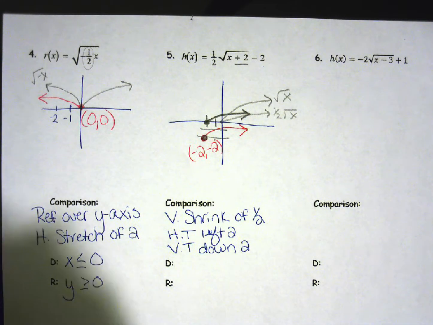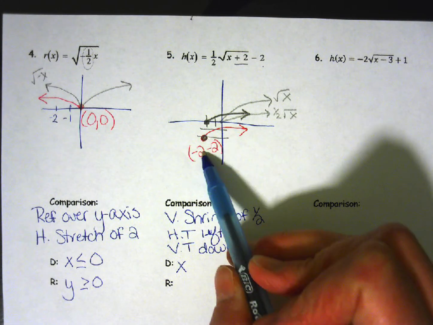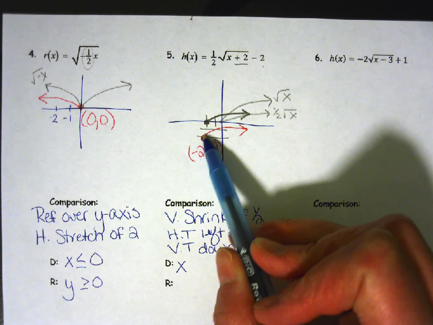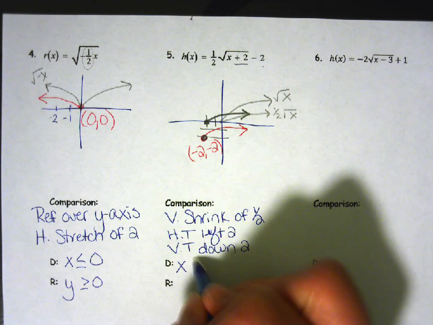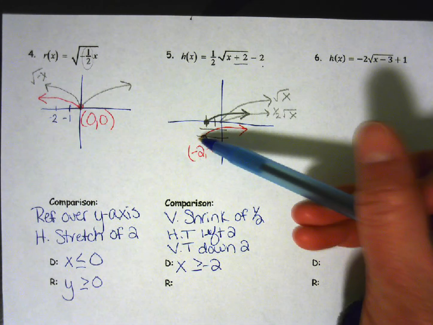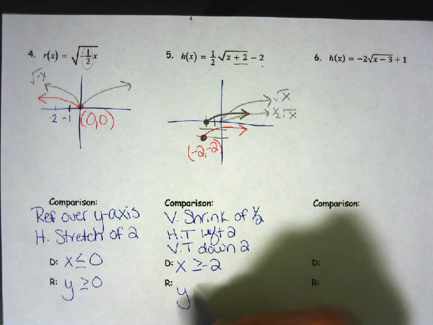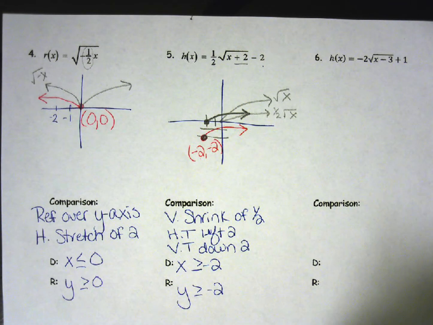So my domain is going to be x is at -2, and notice it's getting bigger. Okay, so we say greater than or equal to -2. My y's are also at -2, and they're also getting bigger. So y is greater than or equal to -2. So notice that one, they are the same, but they don't have a 0 involved.